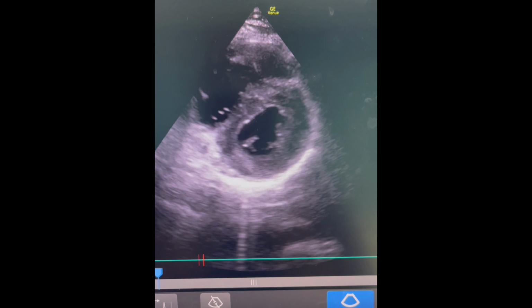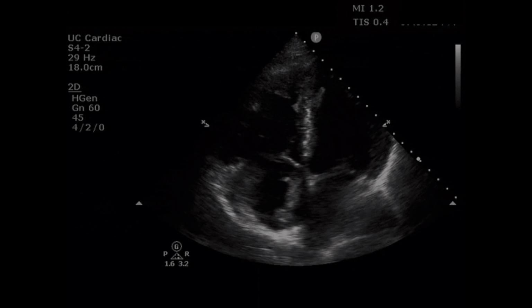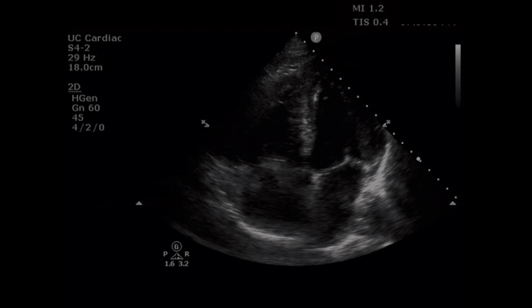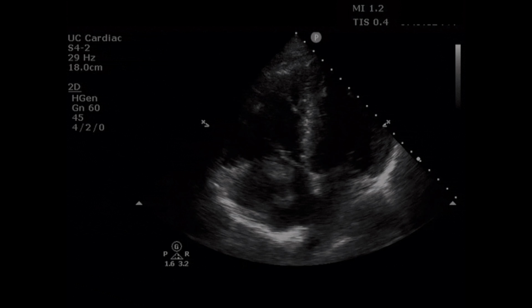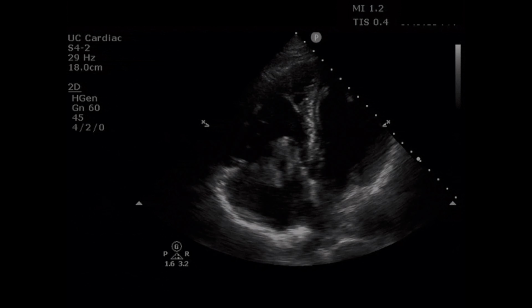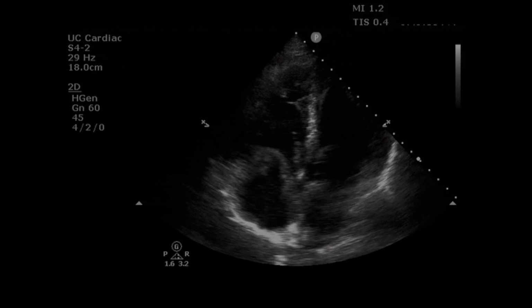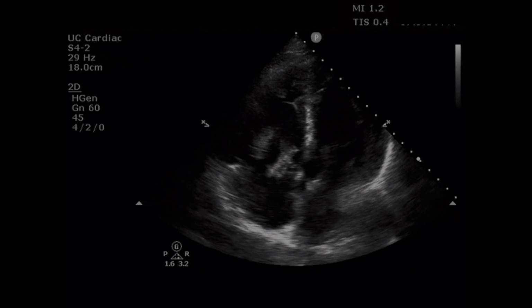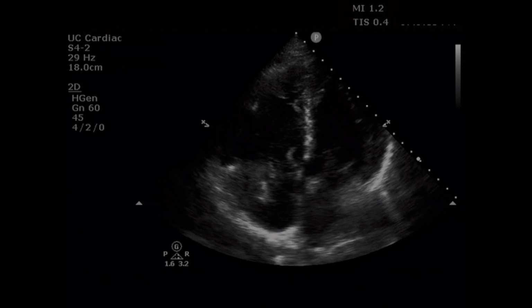Occasionally, you may directly visualize a mobile thrombus in the right atrium or ventricle. This is a clot in transit, and it's a time critical finding. These patients are at high risk of sudden collapse and usually need urgent thrombolysis or embolectomy.